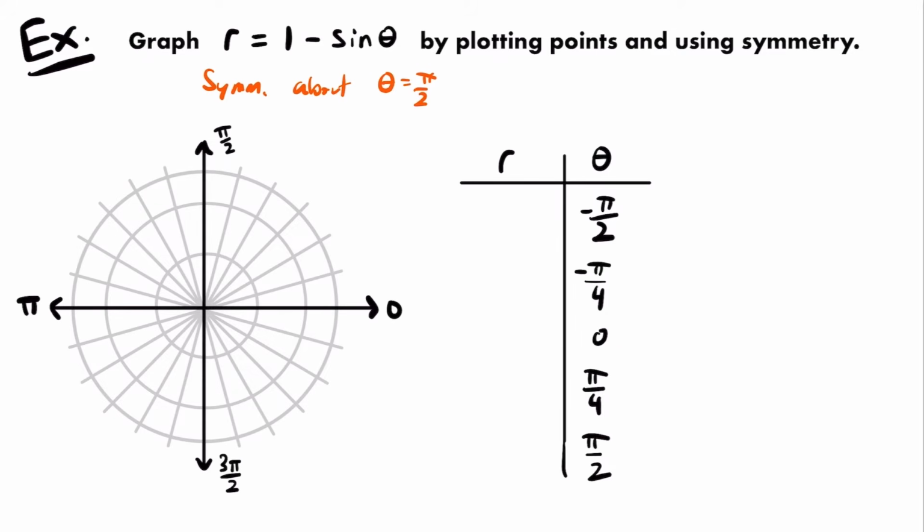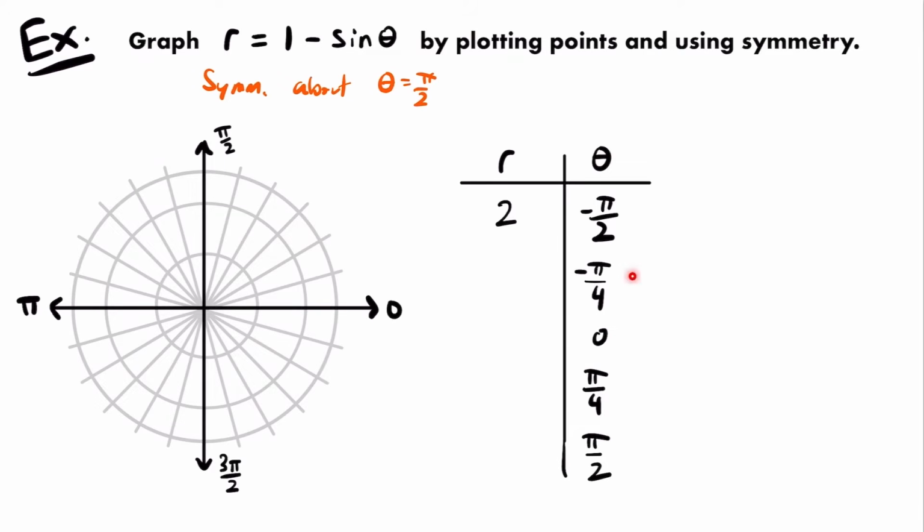Okay, now let's find some values of r by plugging in these angles into our function. Let's start with theta equals negative pi divided by 2. Sine of negative pi divided by 2 is negative 1. So we're going to have 1 minus negative 1, which will be 1 plus 1. That's going to be equal to 2. So our value of r is 2.